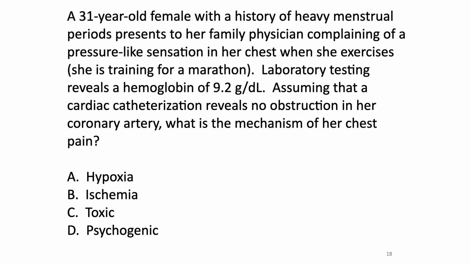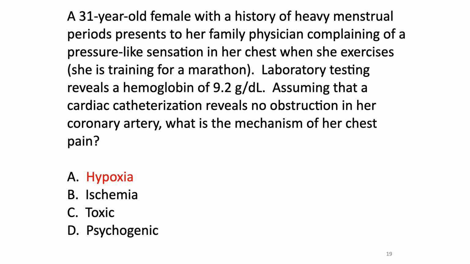So to the question, if you want to pause, then we'll answer it. Okay, so a 31-year-old female with a history of heavy menstrual periods presents to her family physician complaining of a pressure-like sensation in her chest when she exercises. She is training for a marathon. Laboratory testing reveals a hemoglobin of 9.2 grams per deciliter. Assuming that a cardiac catheterization reveals no obstruction in her coronary artery, what is the mechanism of her chest pain? So the answer would be hypoxia.